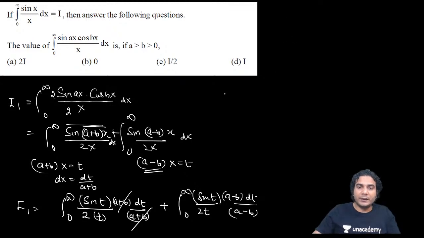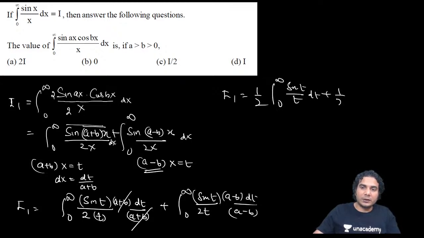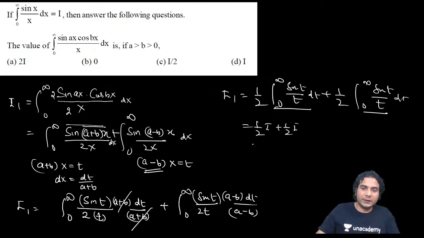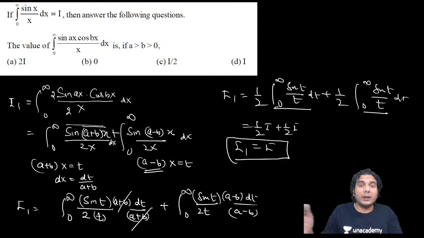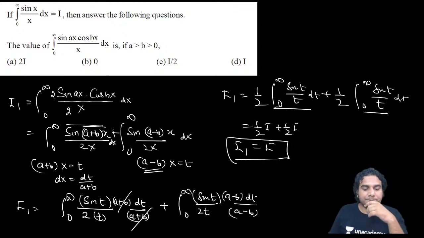So this I1 is equal to 1 by 2 of integral 0 to infinity sine of t upon t, right? And the second one is also 1 by 2 of integral 0 to infinity sine of t upon t only, dt. So this is your I, this is your I, so it is 1 by 2 of I plus 1 by 2 of I, so this is nothing but I. It's I1. The integral which we needed to find is nothing but equal to the given integral. Both are same.